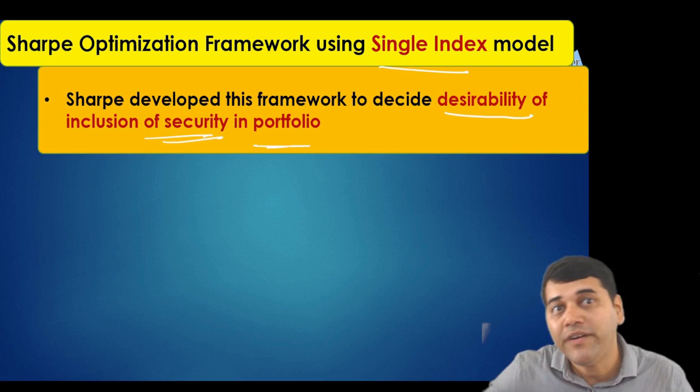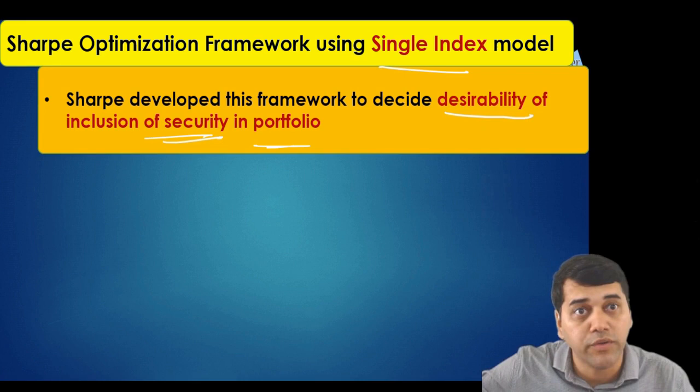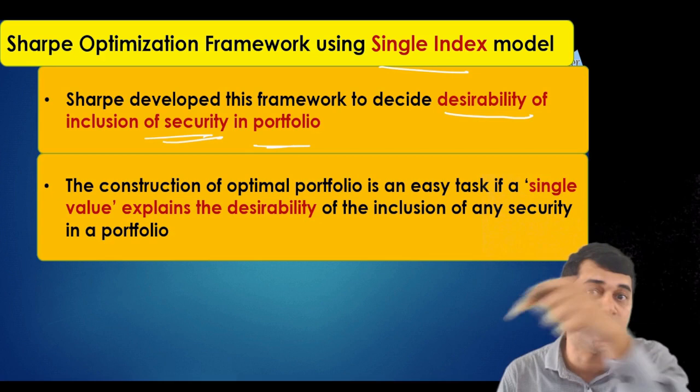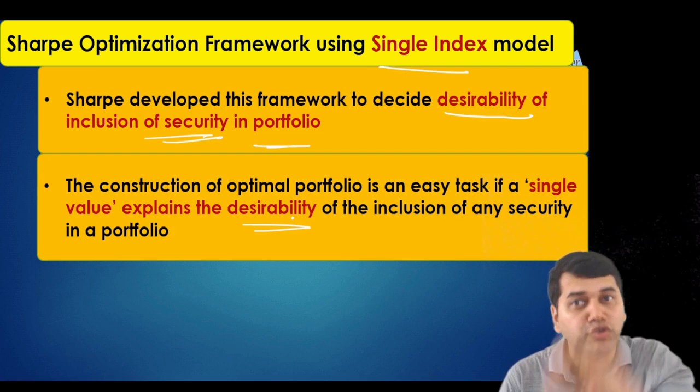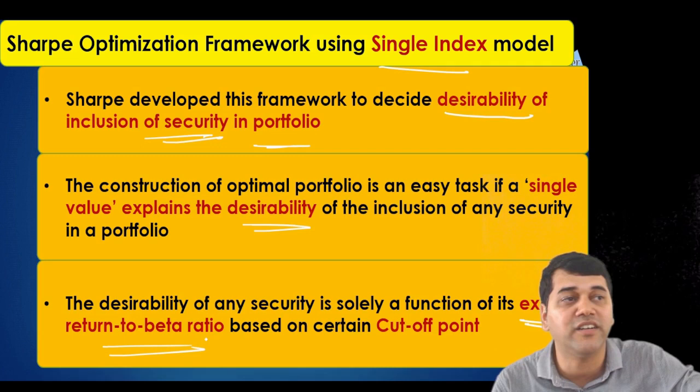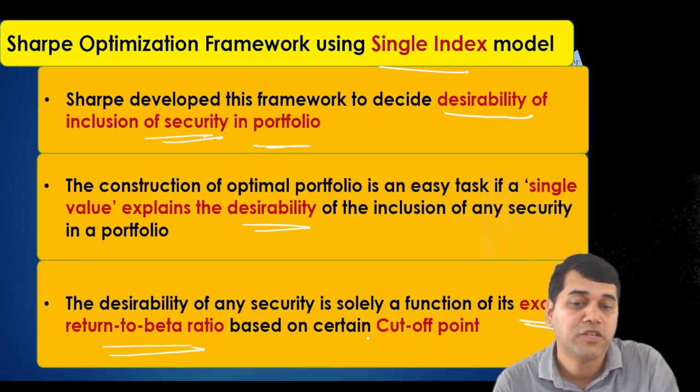Markowitz went with a different approach. He said mean variance dominance. Sharpe cannot say mean variance; he has to say it in terms of beta. The construction of the optimum portfolio: once you select the portfolio, it's called an efficient portfolio, because a single value should explain the desirability, and then you should go further to the weights. The desirability of any security is solely a function of the excess return to beta ratio. That means how much excess return is going to be given over beta, which is nothing but the Treynor ratio, based on some cutoff point.